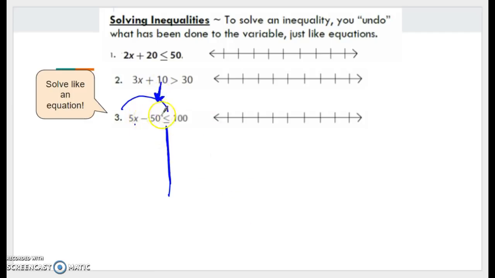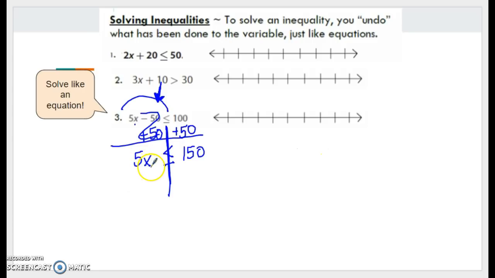If we have subtracting 50 or minus 50, to undo that, we need to put in the opposite operations, the inverse operations, and the inverse of subtract 50 is add 50. So we're going to put in add 50 to both sides. That allows this to zero out. So we're going to bring down what's left. We have a 5x less than or equal to 100 plus 50 is 150.